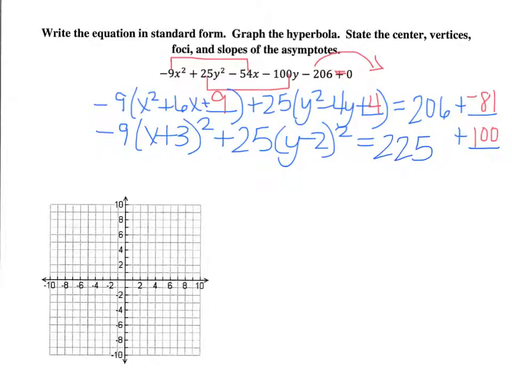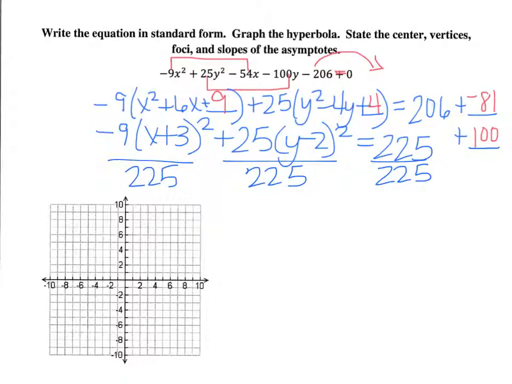Now what's left, if you remember standard form, you have to have 1 over here. So we have to divide all 3 parts by 225. When I divide all 3 parts by 225, I need to reduce those down. It's not normal fraction reduction. I have to divide 225 by 9, leave that negative, 225 has to be divided by 25, and 225 divided by 225.